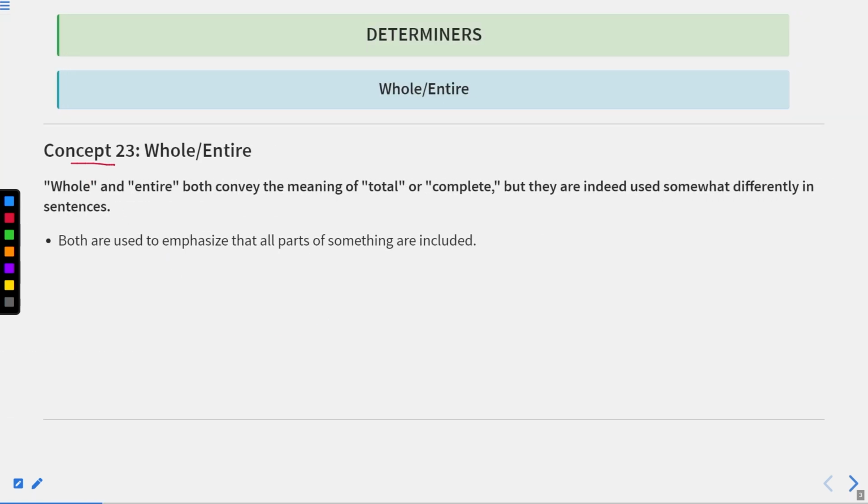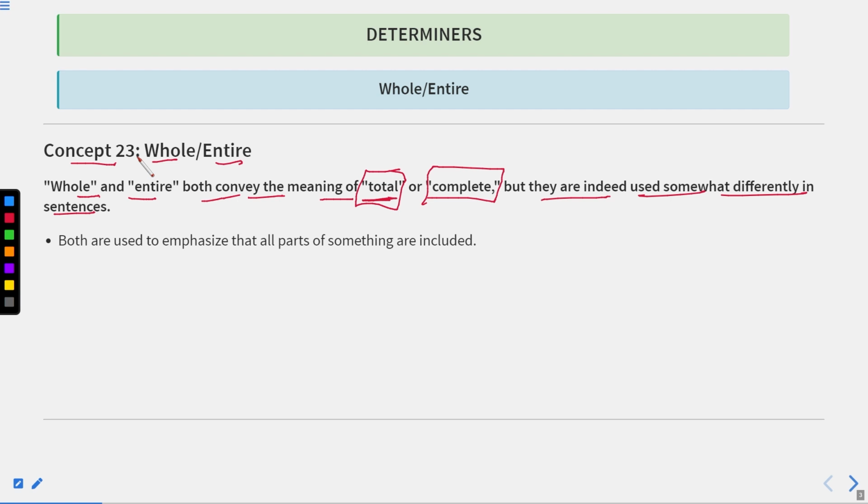So this is concept number 23, where we are going to discuss whole and entire. Whole and entire both convey the meaning of total. It means if I say whole, whole means the entire part of something, or all the amount of some part. Both convey the meaning of total. It means the total part of something, and complete. But they are indeed used somewhat differently in sentences. If you talk about the word whole or entire, the meaning of both the determiners is the same.